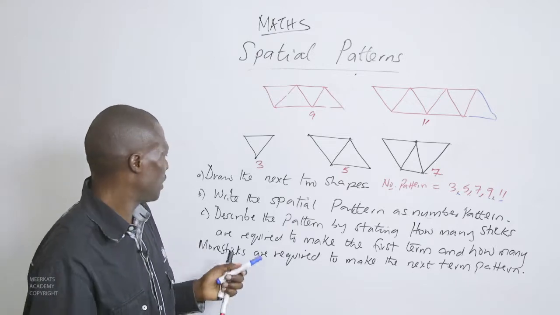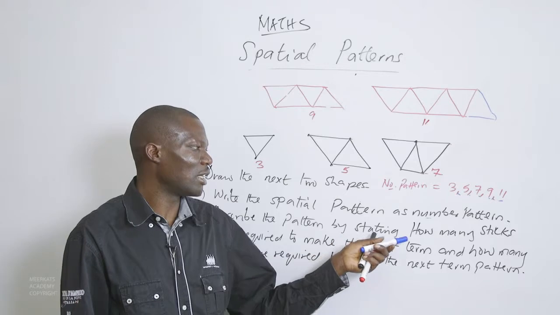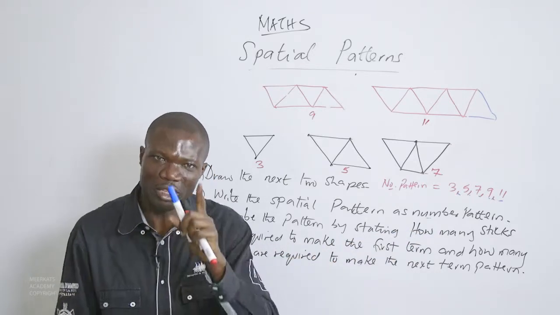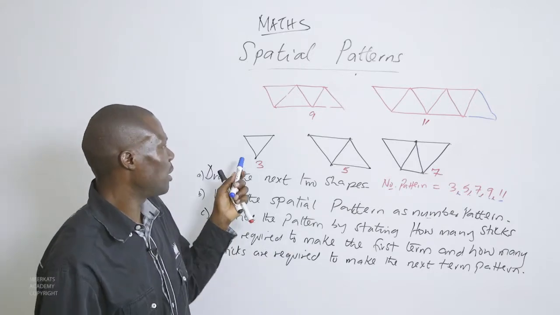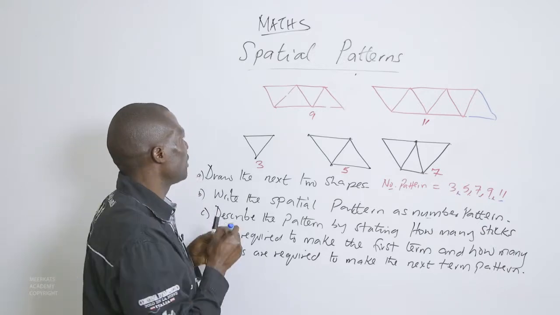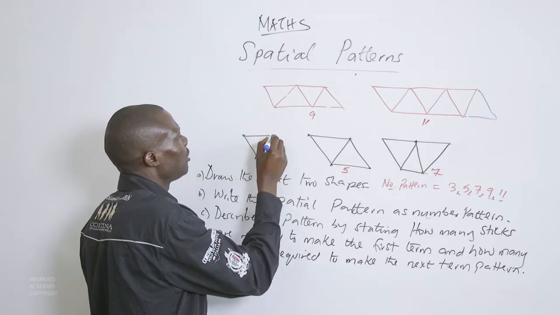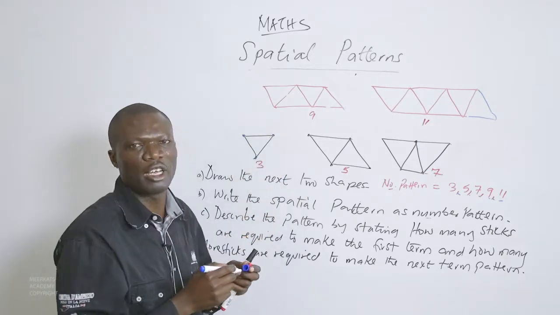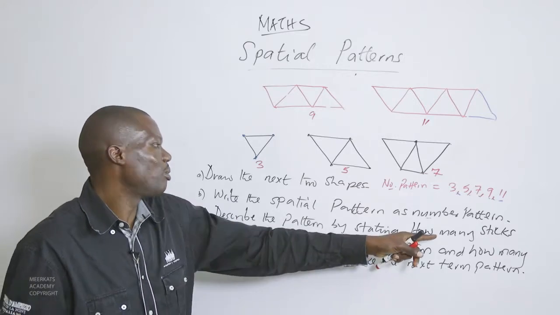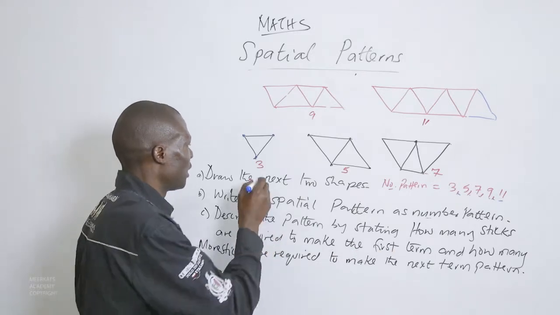So to describe this pattern as a number pattern, that is what we have. So we are done in the first and second part. The third one is asking us to describe the pattern by stating how many sticks are required to make the first term. Let's start with that. The first term in this particular case is the first diagram. And if you look at the first diagram, we have these sticks. This is 1 stick, this is another stick, and this is the third stick. So there are how many sticks? 3 sticks. So how many sticks are required to make the first term? We are saying it is 3.